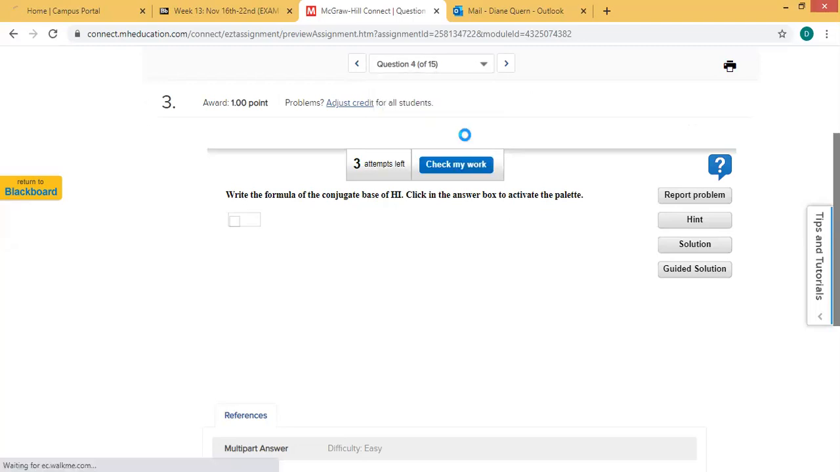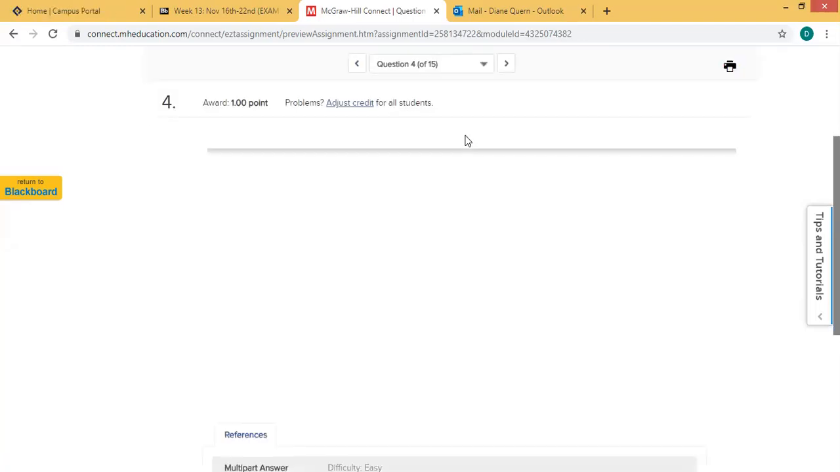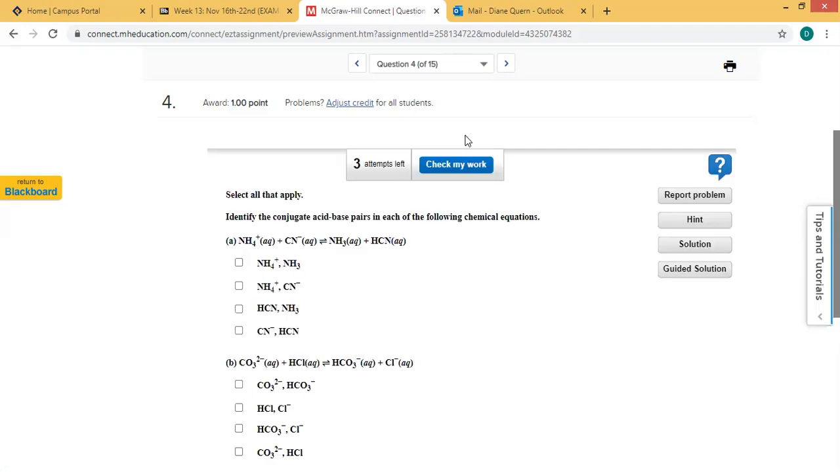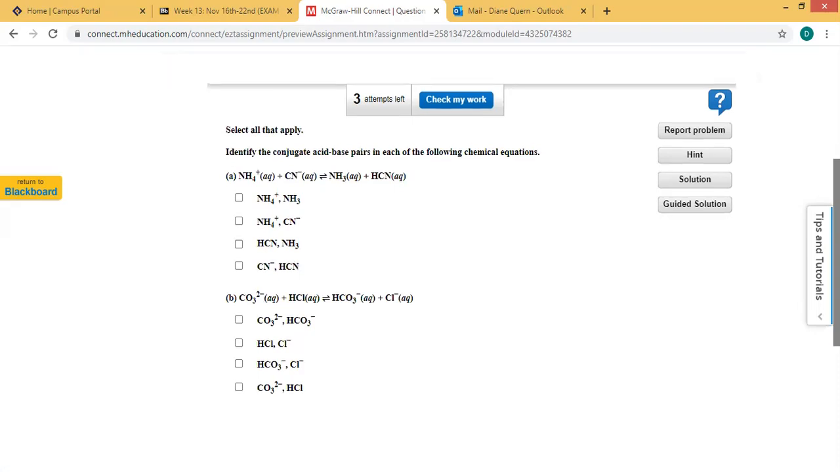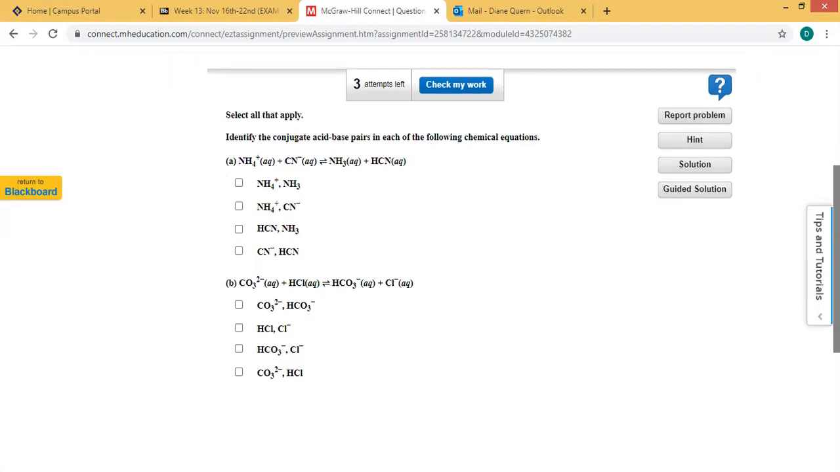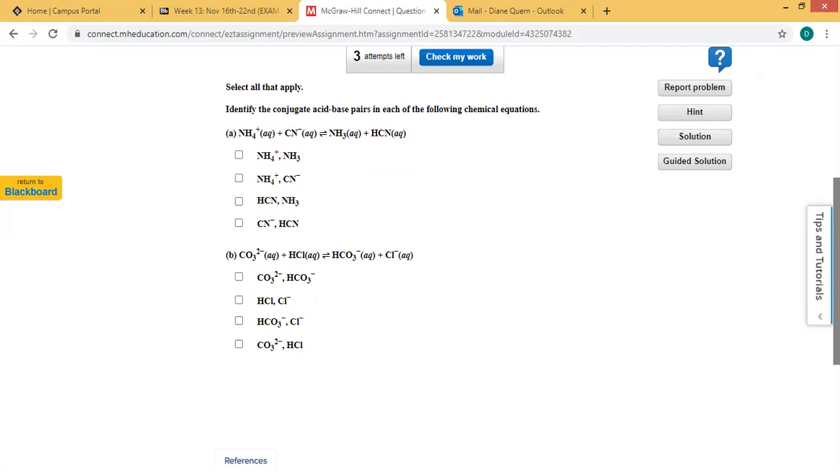Let's look at number 4. I know there's a problem in here that I didn't give you an equation for, so I wanted to show that. And I know you can find it in a book with the assigned reading as well. So here it's asking you to identify the conjugate acid-base pairs in each of the following chemical equations. So we kind of looked at that a second ago. So in this one, we have NH4 plus and then a cyanide ion.